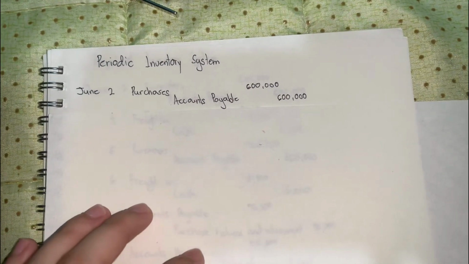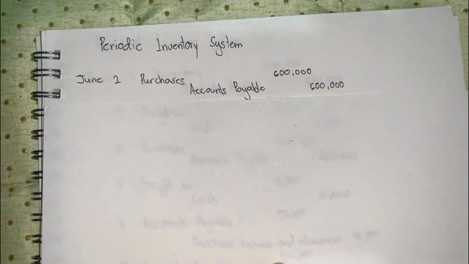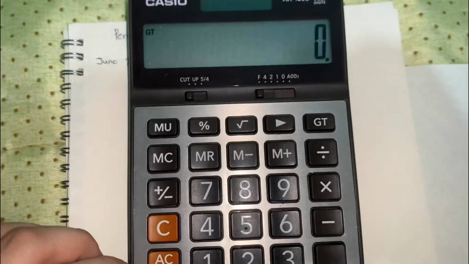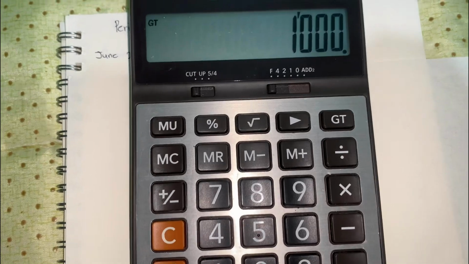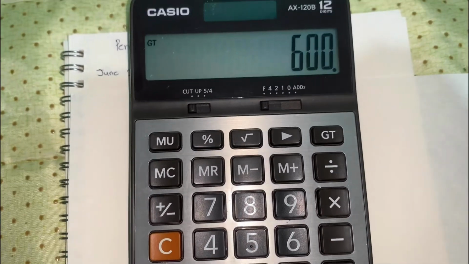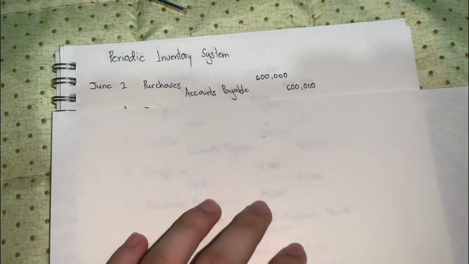So, we credit accounts payable because hindi pa man natin ito nabayaran. So, asan natin nakuha yung 600,000? So, we times 100,000 for tires times 600 for the cost per tire. So, it equals to 600,000. So, that is our first entry.